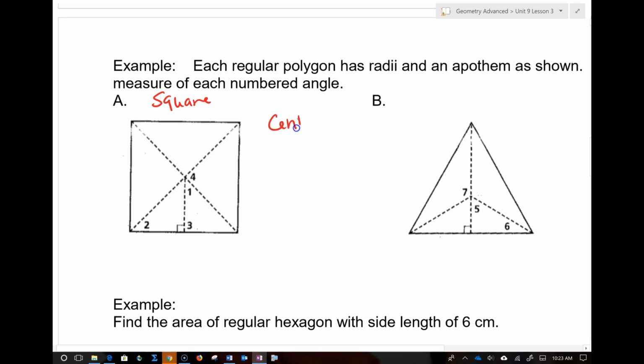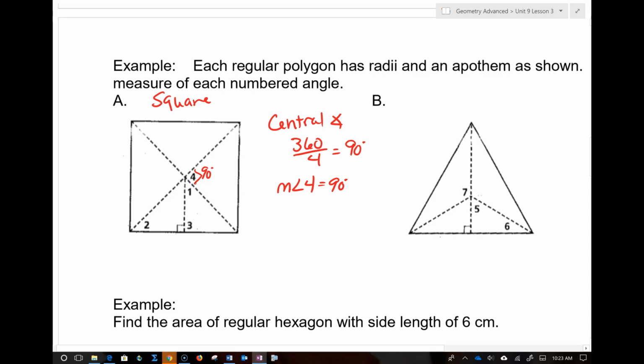Yeah, you find the central angle. Well, the central angle in this case, isn't that 4? So all I have to do is go 360 divided by 4, and what do we get? So I get 90 degrees. So the measure of angle 4 is 90. Great. Got that in there. And you can even mark it like this if you want.